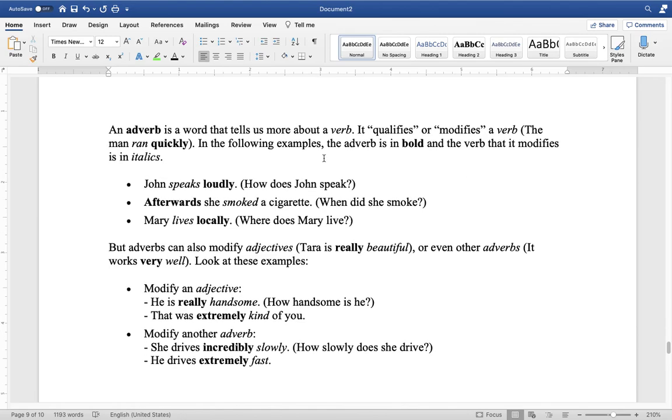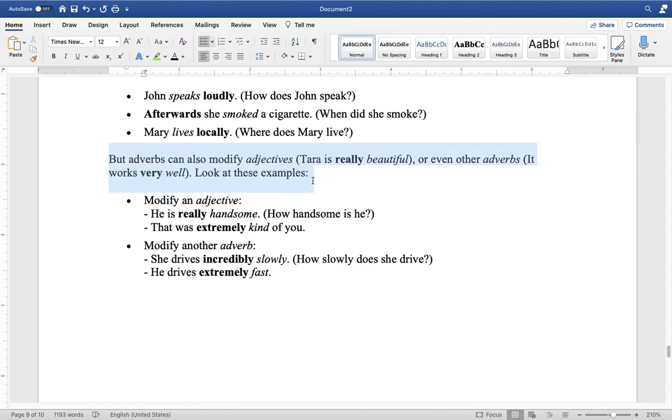Right, same thing with adjectives. It qualifies or modifies, but in this case, verbs. So the man quickly ran. I can't stand it when they come after the verb. That's just, in my opinion, flat out wrong. But right. So John speaks loudly is answering the question, how does John speak? Afterwards, this is a non-ly. She smoked a cigarette. Right. When did she smoke? Mary lives locally. Where does Mary live? Right. So those are answering questions.